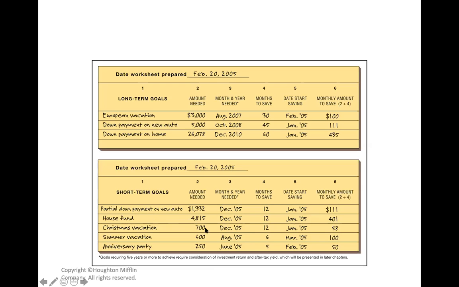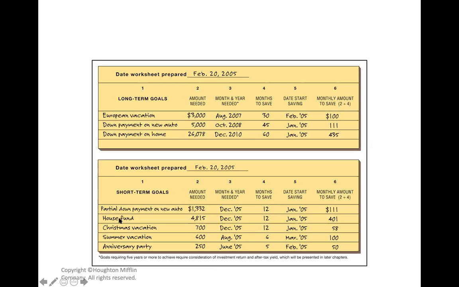Christmas vacation, that's really nice, but he or she needs $700 for 12 months for next year's Christmas. Let's say it like that. Oh no, this is February 2005, so he or she needs to save for another 10 months, right? $58 to be able to go on Christmas vacation.